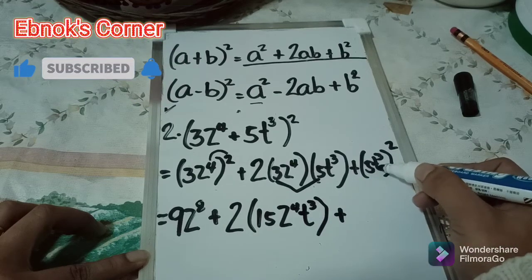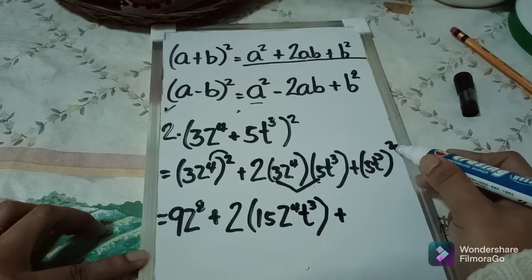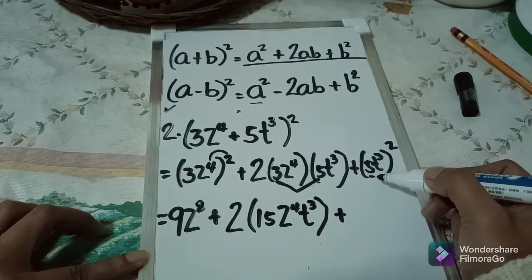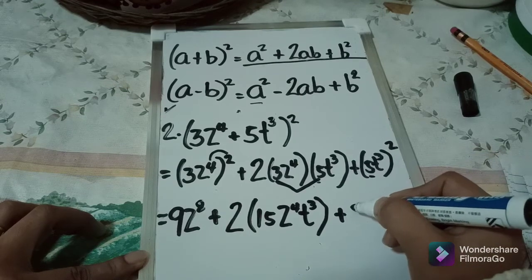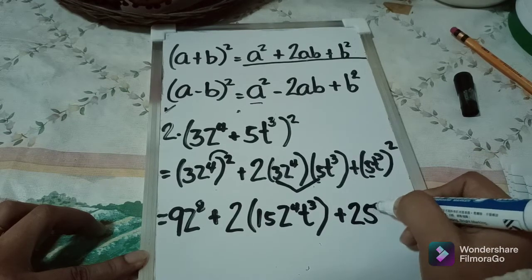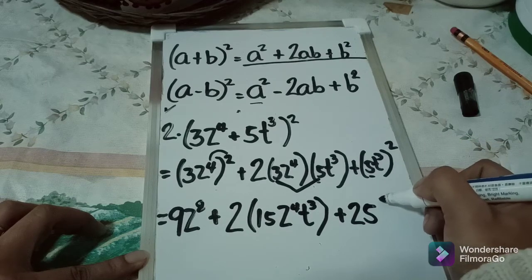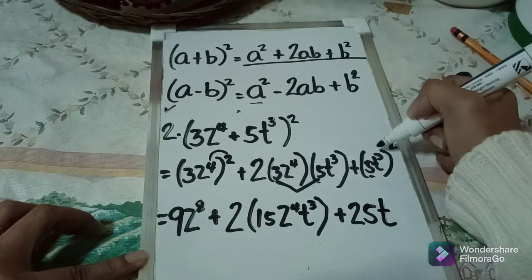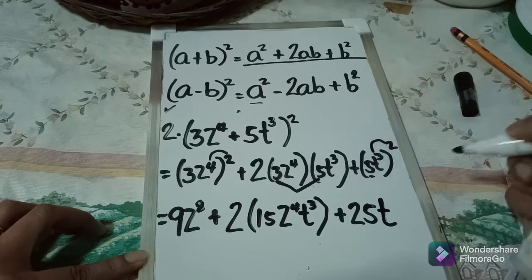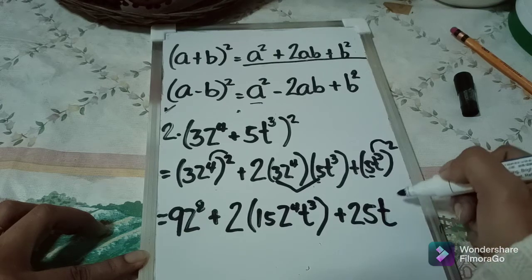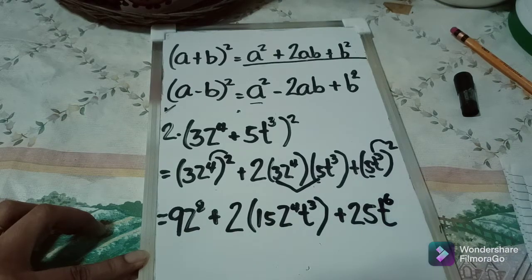And then, ito naman, 5t to the third power squared. So, kunin muna natin yung square nito. 5 times 5, that's 25. And then, t to the third power squared. Anong sinabi natin kanina? Power to power ito. So, 3 times 2. So, ang magiging power na ng t is 6.